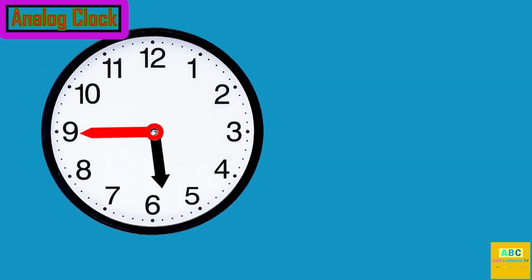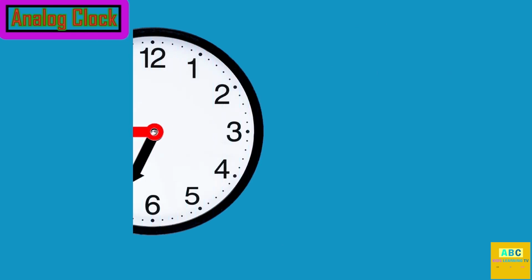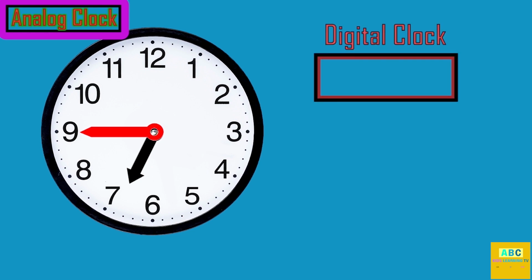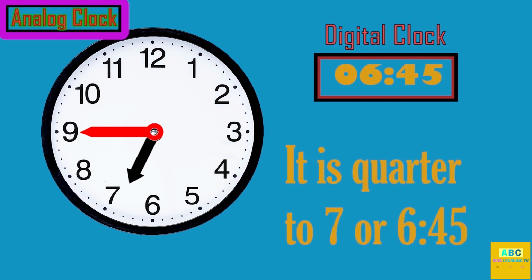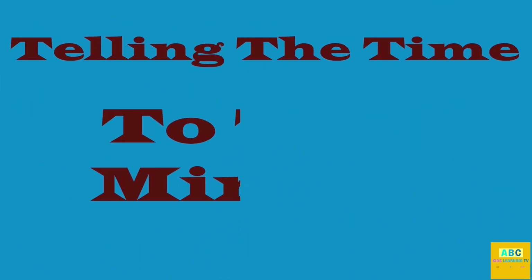As we see, the minute hand is pointing to number 9 and the hour hand is almost at the number 6. So you can say it is 5:45 or 5:45 o'clock. Go for the next example. Now the time on the analog clock is 6:45. Good.